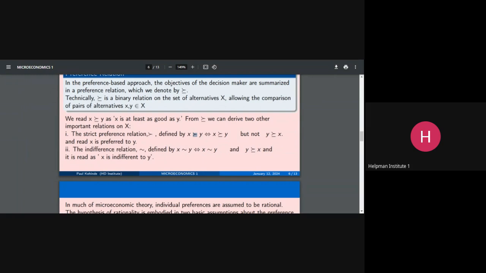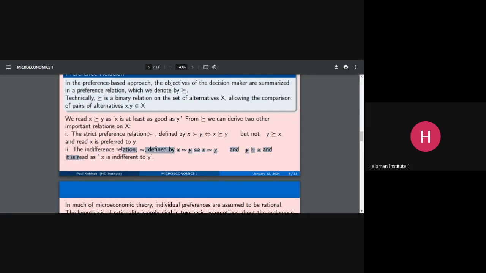The reverse cannot hold. But we can also interpret X preferred to Y as X is weakly preferred to Y. You can see this symbol: X is at least as good as Y. That's what it's also saying. So, like we said in the last class, whenever we have this relation between X and Y, we can read it as X is at least as good as Y, or X is weakly preferred to Y. But the reverse does not hold. You cannot prefer Y to X whenever you are using a strict relation.